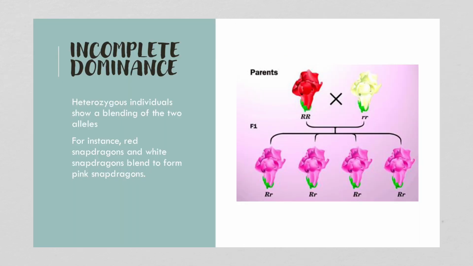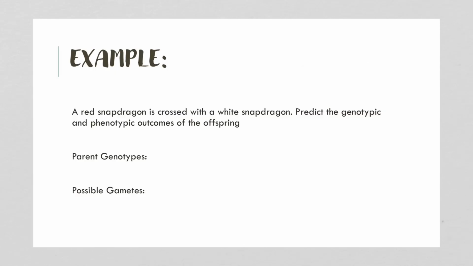So as I said, incomplete dominance is when the heterozygous individual shows a blending of the two alleles. So in this example, we have our parent generation. One of them is big R, and one is little r. So all of the offspring are going to be big R, which means that they're all going to be pink. And this happens in snapdragons. So we'll do this as an example.